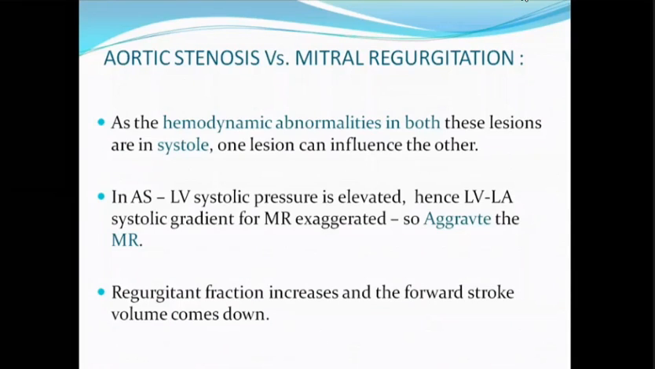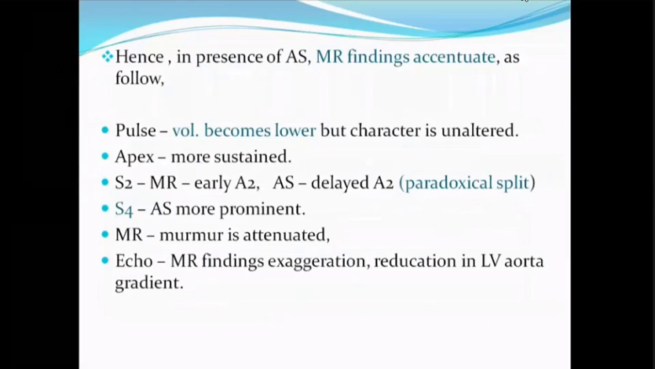So it aggravates the symptoms and signs of mitral regurgitation. And again, the regurgitant fraction increases and the forward stroke volume comes down. Hence, in the presence of aortic stenosis, mitral regurgitation findings are accentuated, as we'll see below.